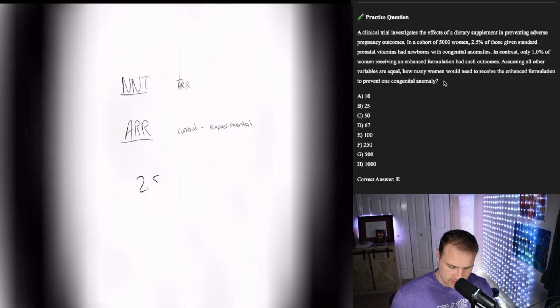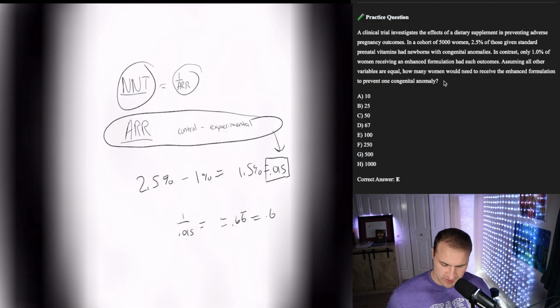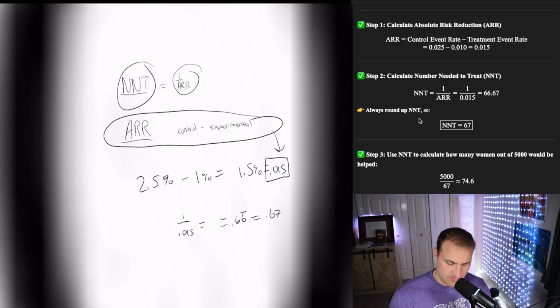So it was 2.5%, but then it went down to 1%, and that's a difference of 1.5%, which is 0.015. That is the absolute risk reduction that we have just found here. And we said that the reciprocal gives us the NNT, the number needed to treat. So it's going to be 1 over 0.015 that will be the number of people that we need to treat here, and that's 66.67, so 67. And now we know that the number needed to treat is about 67.